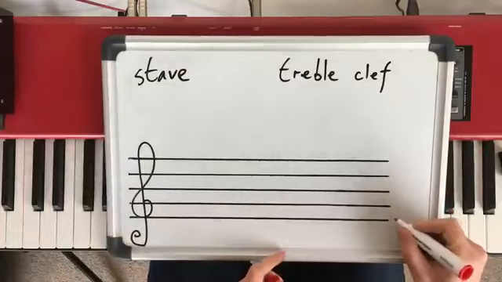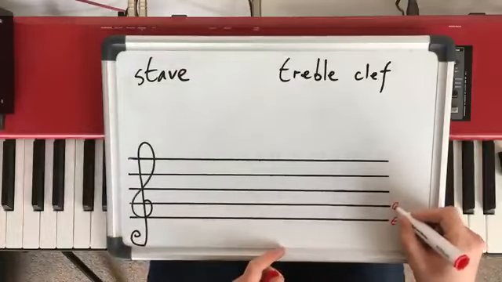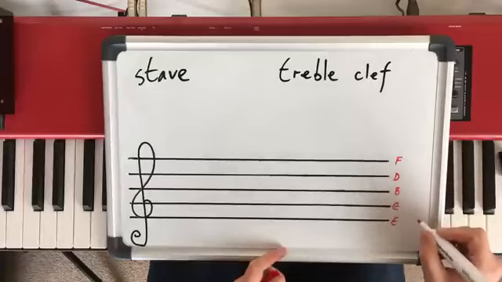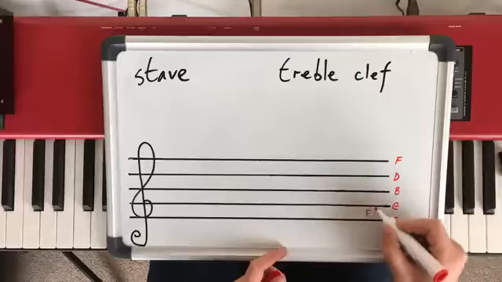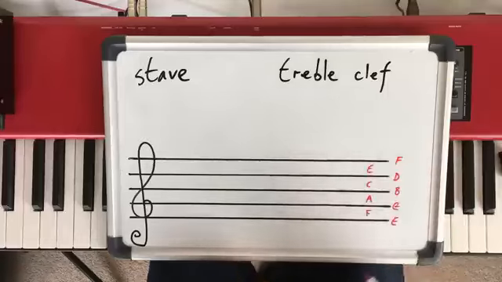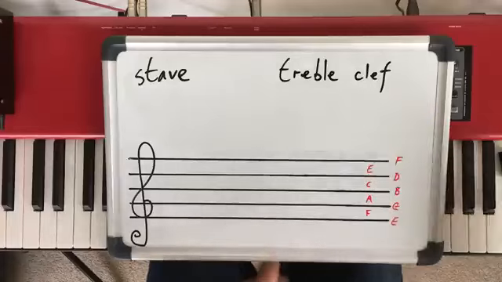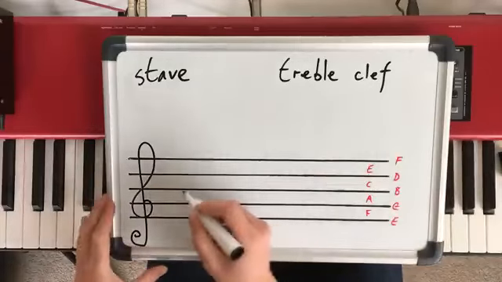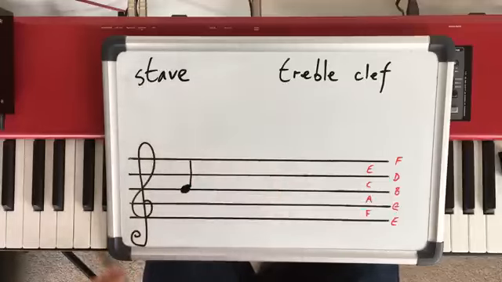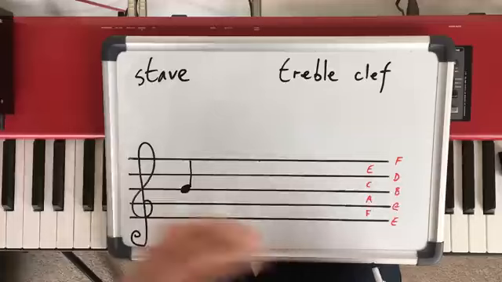Okay, so we've got E, G, B, D and F on the lines, and we've got F, A, C and E in the spaces. Now, if we draw a note on the middle line, there we go, that means play a B.